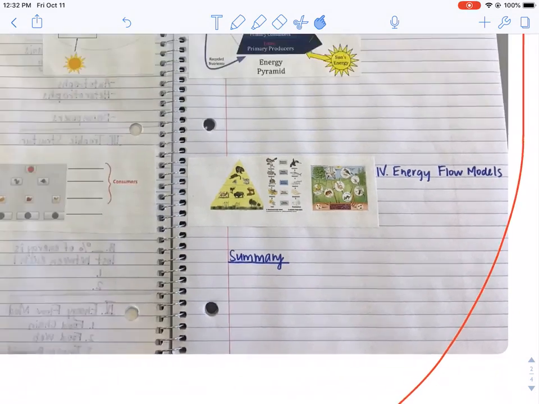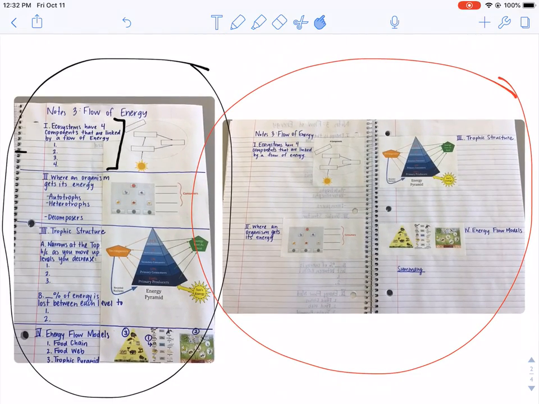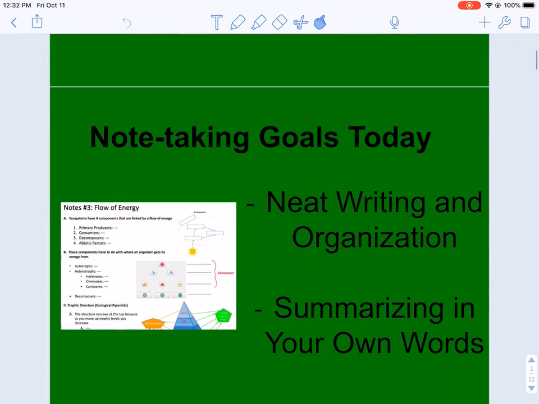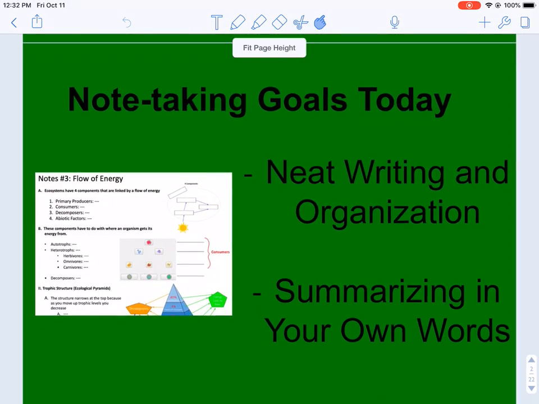Remember, you can pause this video whenever you need to. So when I go too fast through a slide, pause it. You can rewatch whatever you need to. Just rewind. So 2 note-taking goals for today. One is writing very neatly, keeping your organization clean. And the other one is summarizing in your own words. So I'm going to have definitions on the video and on the PowerPoint here that sometimes are long and sometimes are repeated. And you don't need the whole thing. So think about what you need and think about what makes sense for you.